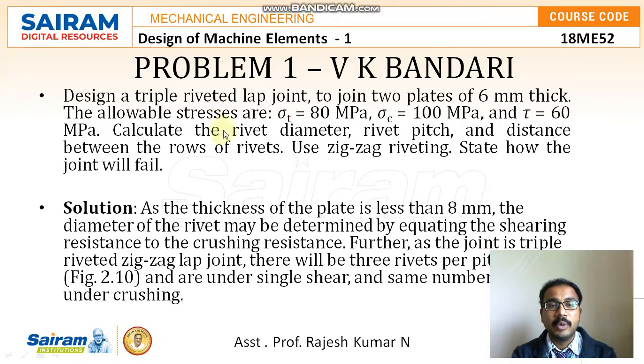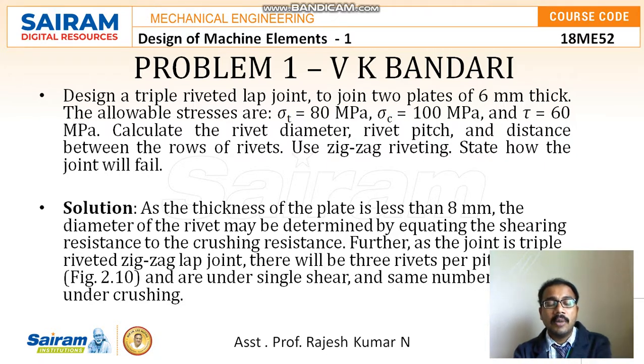So the first problem is: design a triple riveted lap joint to join two plates of 6 mm thickness. The allowable stresses are: tensile stress is 80 megapascal, compressive stress is 100 megapascal, and shear stress is 60 megapascal. Calculate the rivet diameter, rivet pitch, and distance between the rows of rivets. Use zigzag riveting. State how the joint will fail.